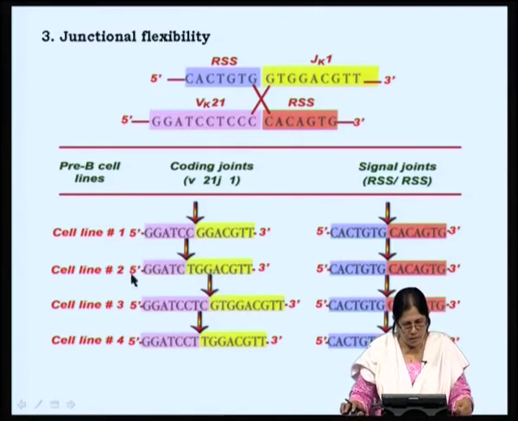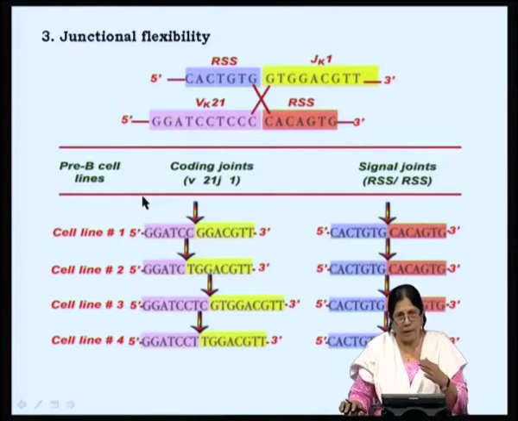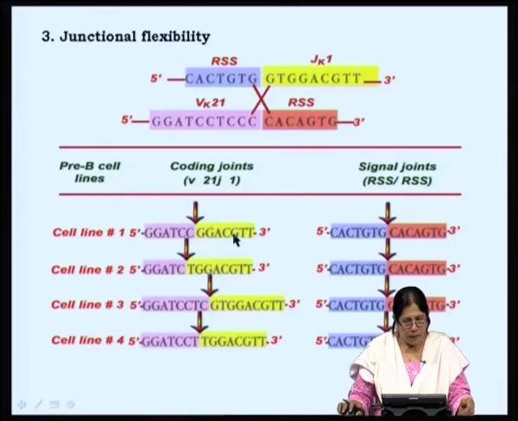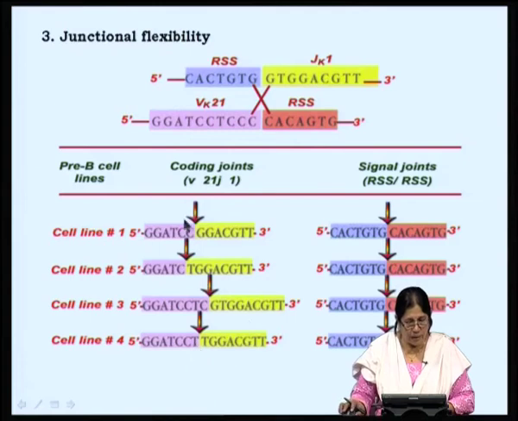Now, I would like you to see this, the coding joints of 4 different cell lines which are derived from one pre-B cell line. So, this pre-B cell line was now activated to start the recombination process by giving the interleukin 7, as in vivo, where you have the bone marrow providing interleukin 7. Now, the pre-B cells go on to now recombining the heavy and light chain, and when coding joints were sequenced, it was seen the several 1, 2, 3, 4 different cell lines had different sequences.